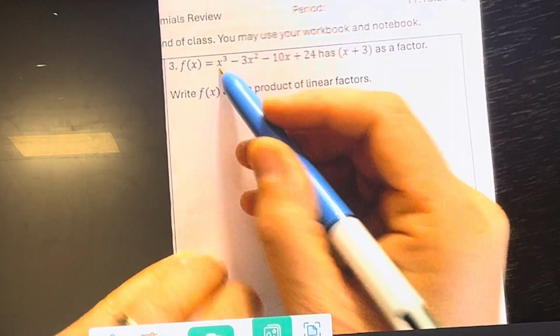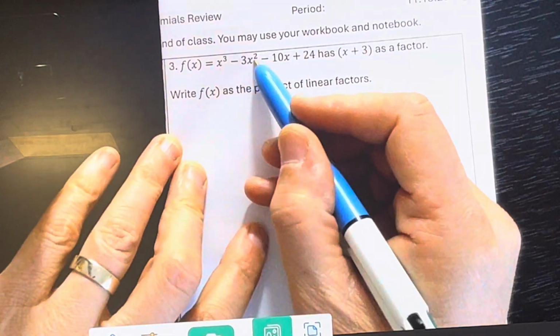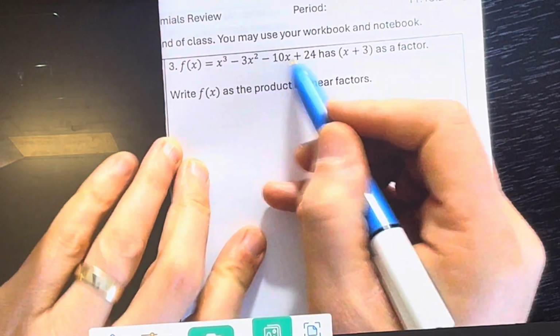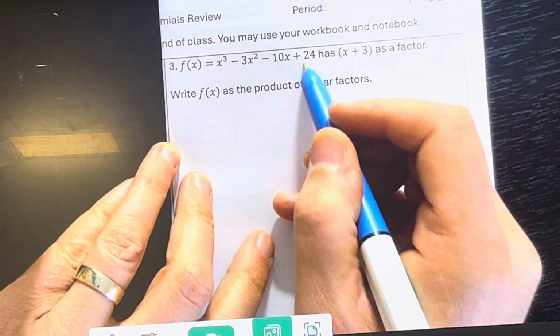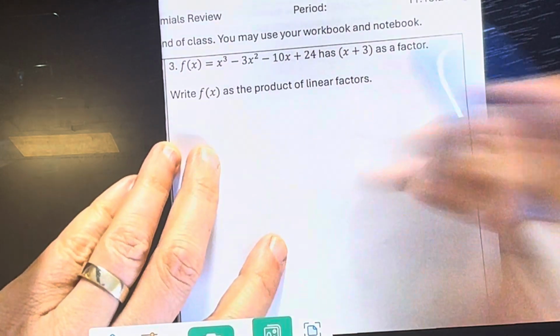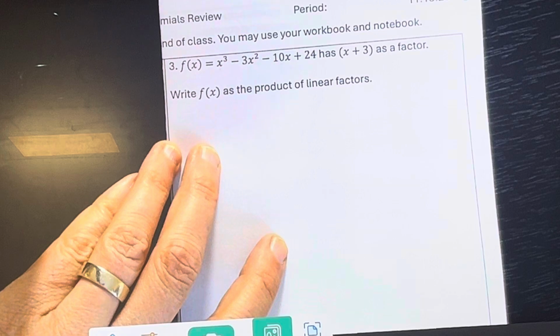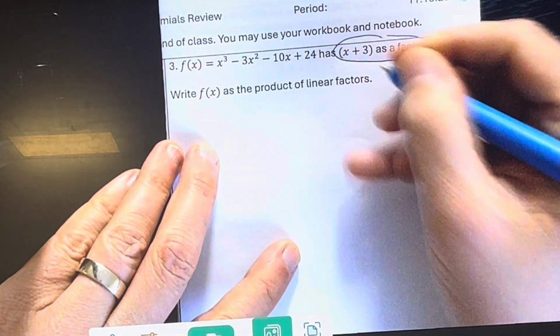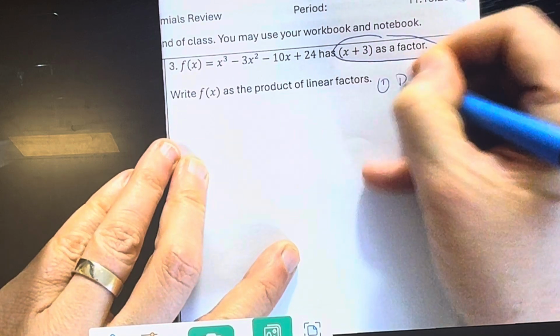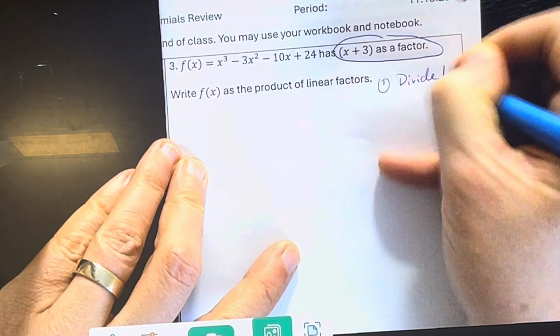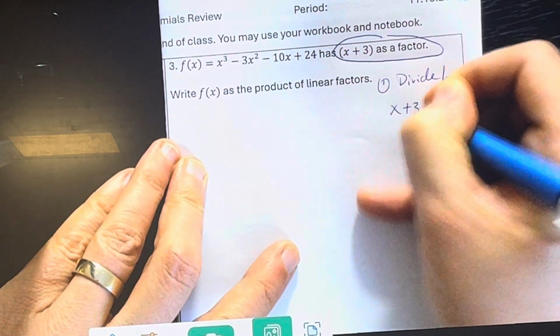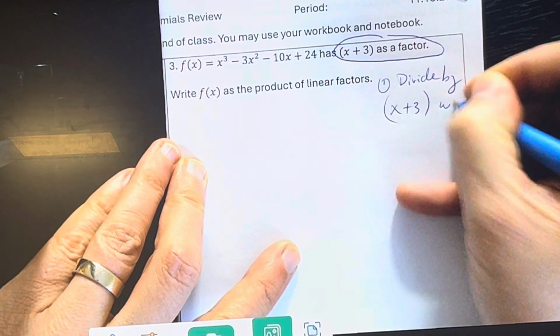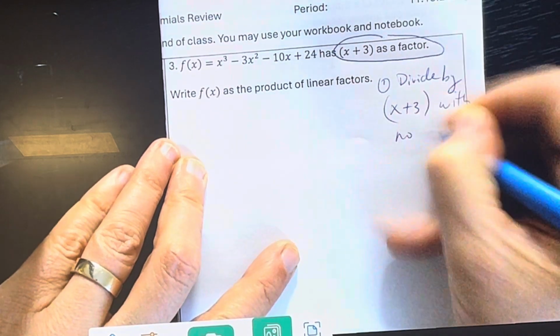f of x equals x to the third minus 3x to the second minus 10x plus 24. And that has x plus 3 as a factor. So this means, 1, you can divide by x plus 3 with no remainder.